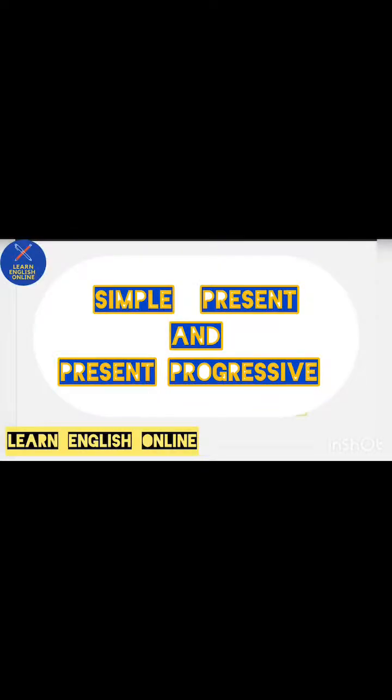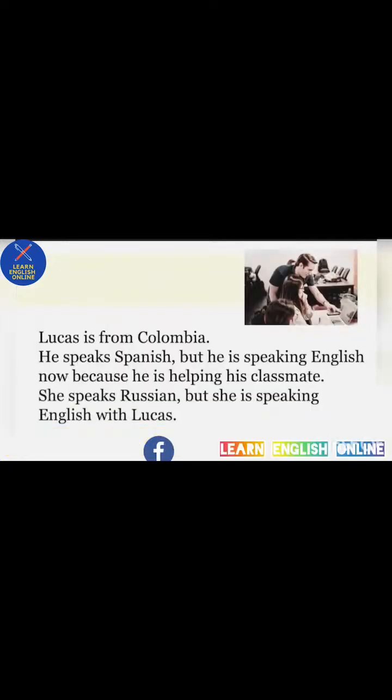Simple present and present progressive. In this lesson, we are going to look at the differences between these two. Lucas is from Colombia. He speaks Spanish, but he is speaking English now because he is helping his classmate. She speaks Russian, but she is speaking English with Lucas. Some of these verbs are in the simple present, and some are in the present progressive. Let's look.